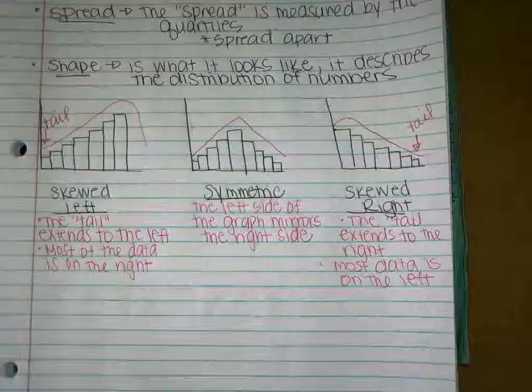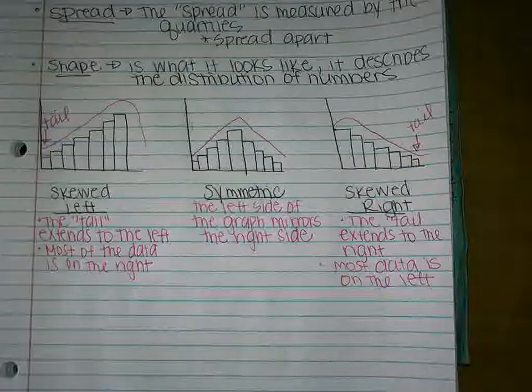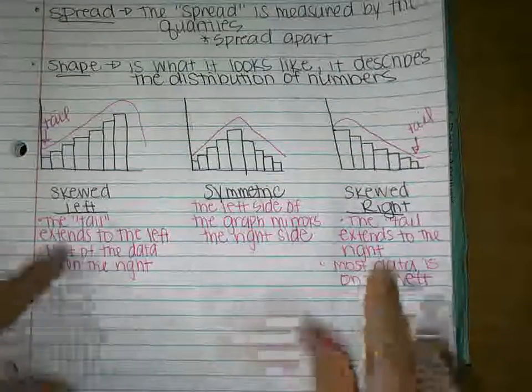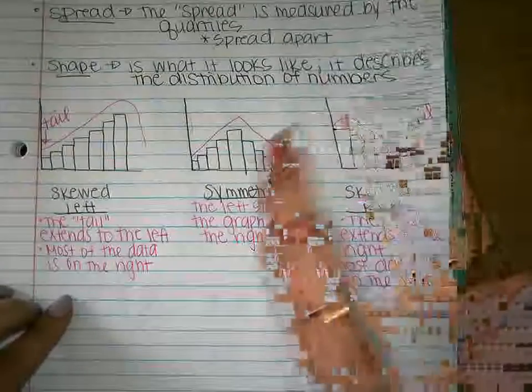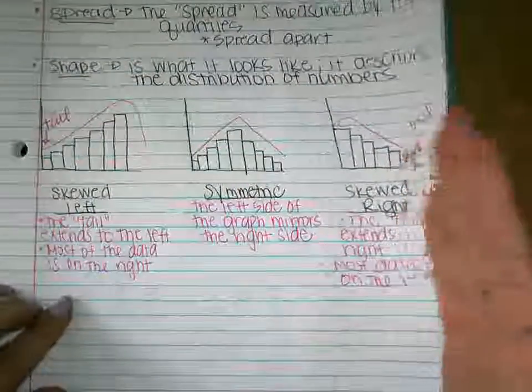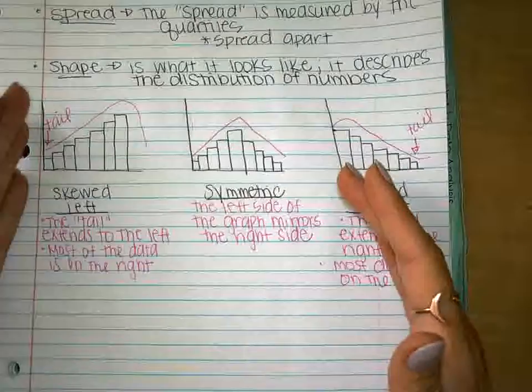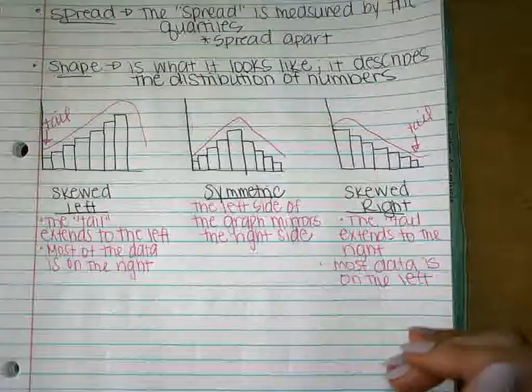So if you can remember that and you can remember the opposite, it's the opposite. We just got to remember where the tail is at. If the tail is on the right side, it's skewed right. If the tail is on the left side, it's skewed left.